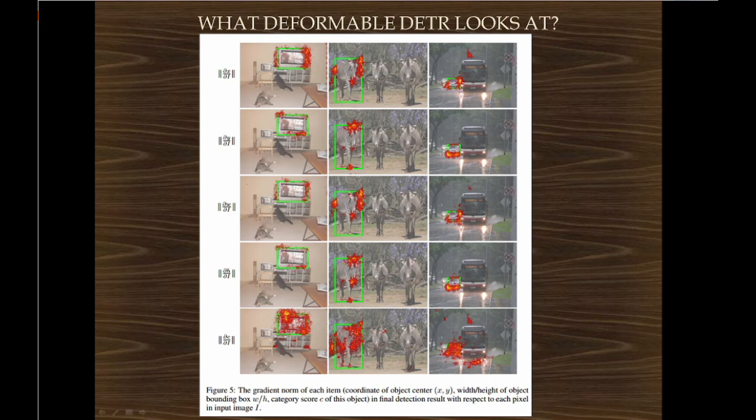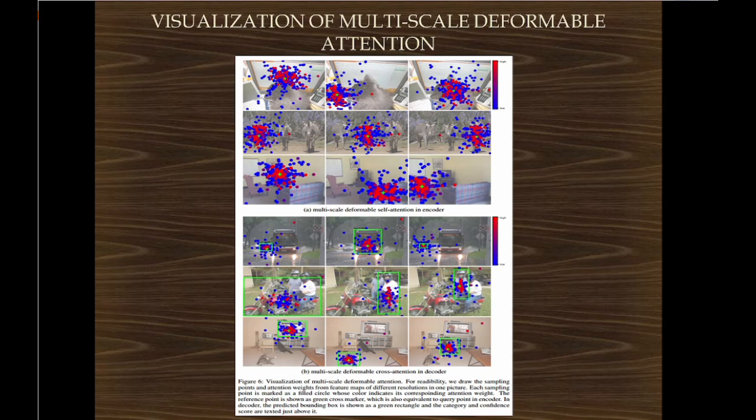This illustration shows the gradient norm of each item in the final detection result with respect to each pixel in the input image. Now you can see the multi-scale deformable attention. Its sampling point is marked as a filled circle whose color indicates its corresponding attention weight. The reference point is shown as a green cross marker, which is also equivalent to the query point in the encoder. In the encoder, the predicted bounding box is shown as a green rectangle.